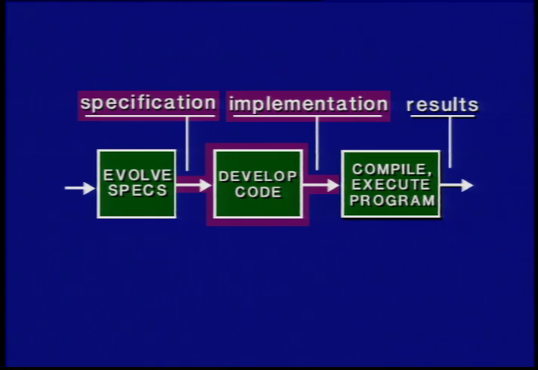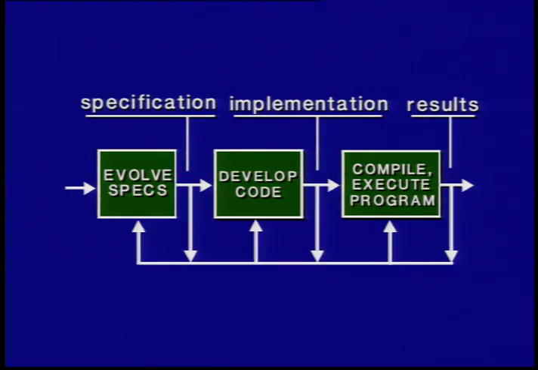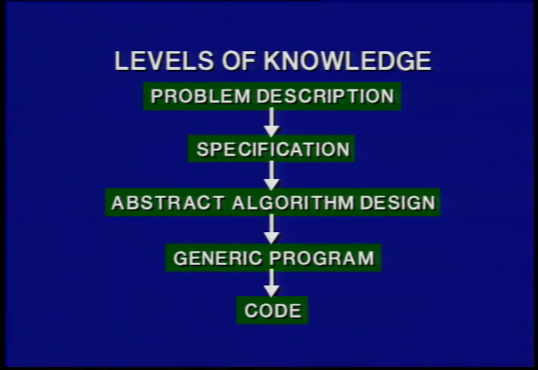However, the specification language itself obviously affects what can be specified and implemented, and executing the resulting program may indicate changes needed in the specification or implementation. So there must be feedback loops between all phases based on analysis of the results. Transforming a program description into code may take several intermediate levels, though not necessarily in the nice linear order shown here.